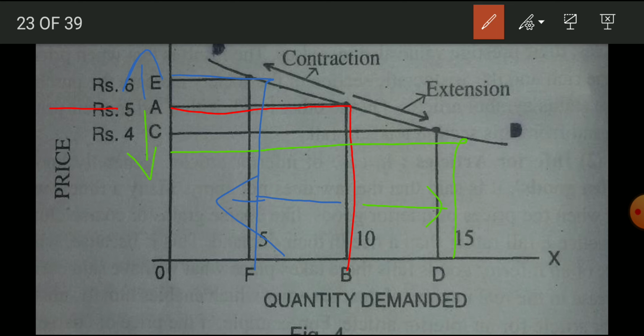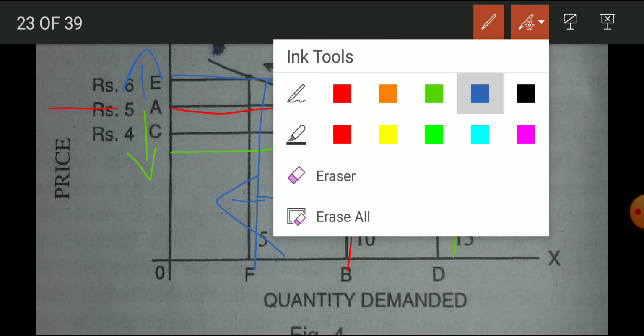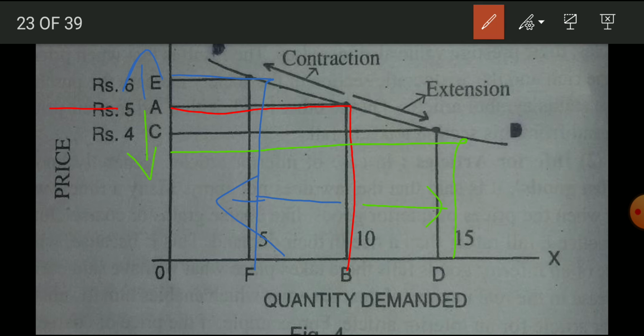So here is, whenever demand will increase from 10 to 15 units, it is known as extension, means increasing demand. Demand vadhe ene shu kevay, extension, and demand ghate ene shu kevay, contraction. So demand will reduce 10 to 5, ene shu kevay, contraction.